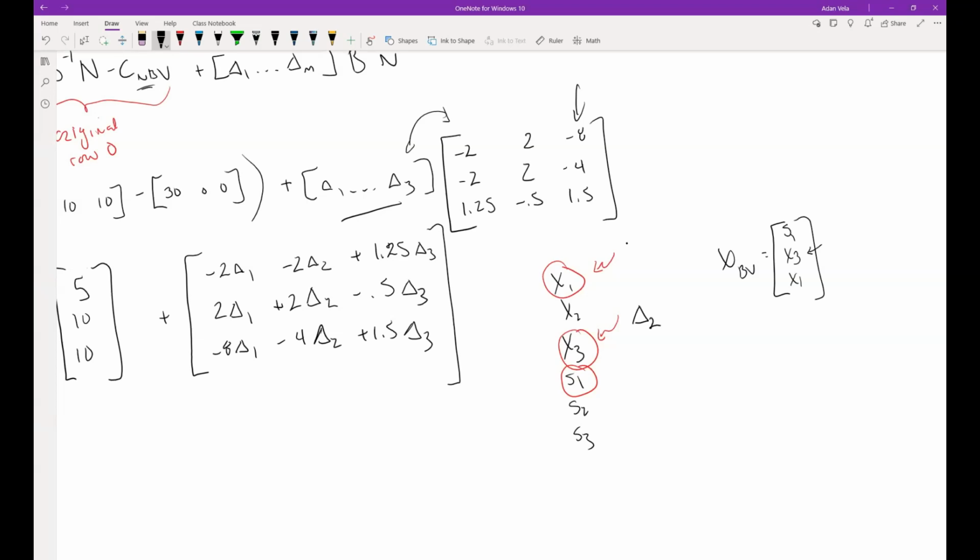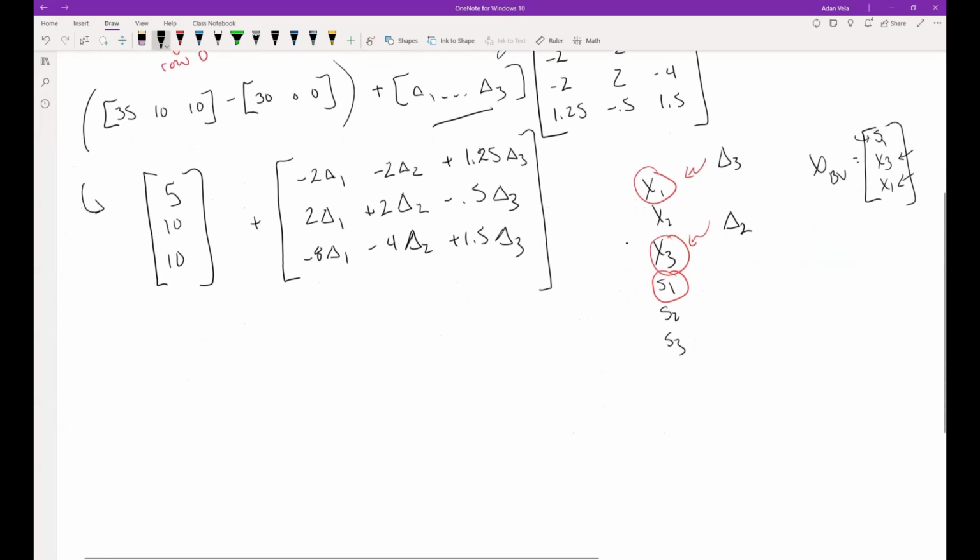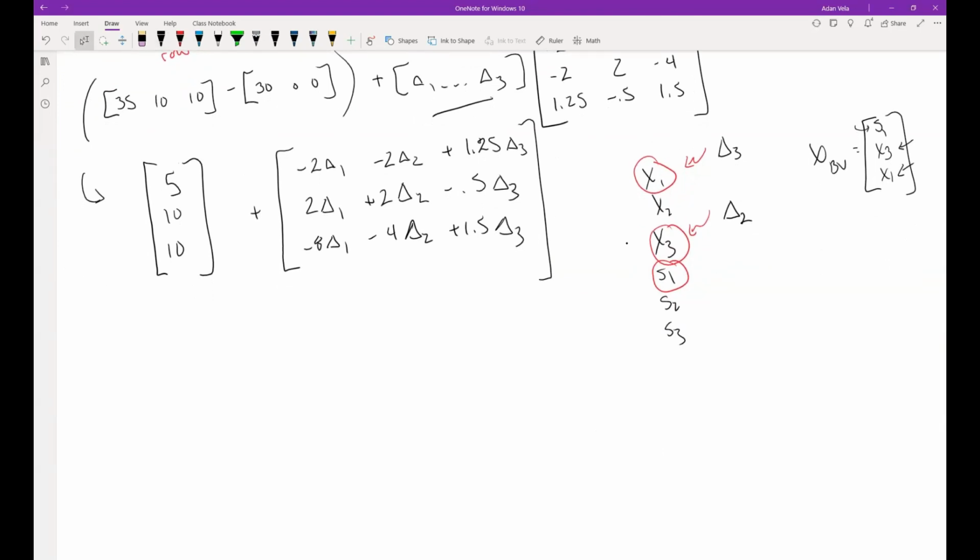Okay. And for X1, we're actually wiggling the third value, so that's going to be delta 3. Now we don't worry about delta 1 because that corresponds to the S1 slack variable. All right. So we can play this game of, hey, how does changing X2 adjust this equation? And then how does changing delta 3 affect that equation as well? All right. So let's pretend we adjusted the coefficient for X3.